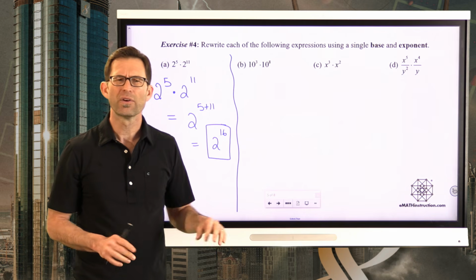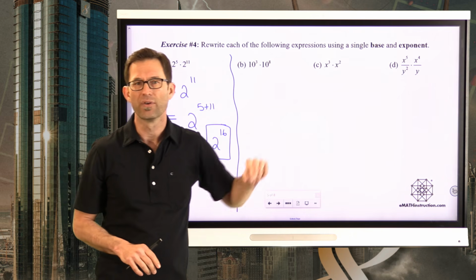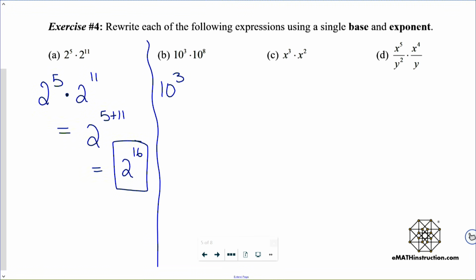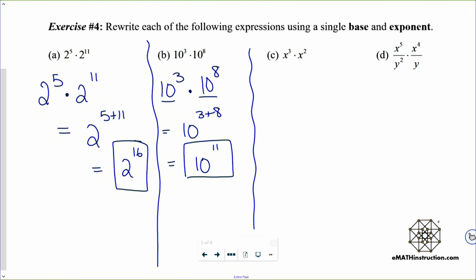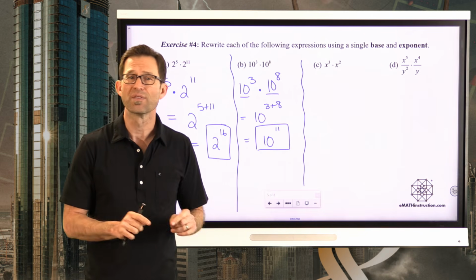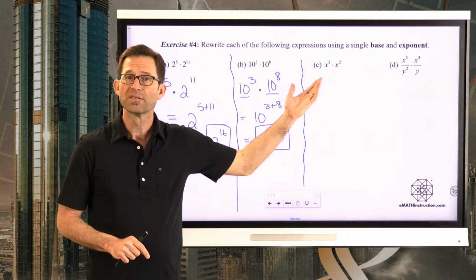Now my directions really don't quite make sense for letter D, but we'll get there in a second. In letter B, we've got 10 to the 3rd times 10 to the 8th. Since they both have the same base of 10, we can say this is 10 to the 3 plus 8, and that must be 10 raised to the 11th power, the 11th exponent. Now you do this a lot more often when you're dealing with variables than just normal numbers, right? And this is a good example.